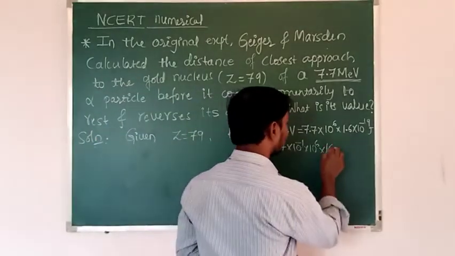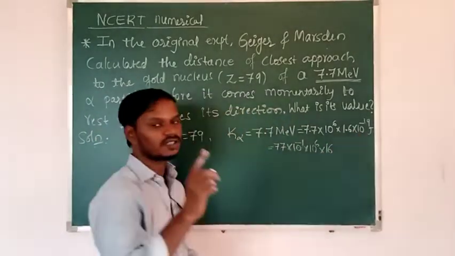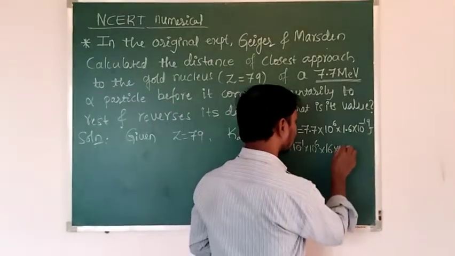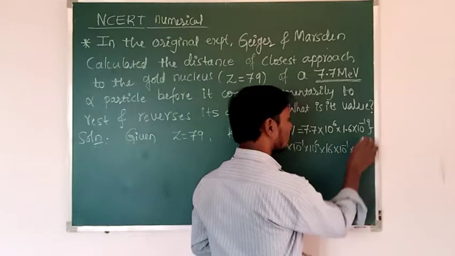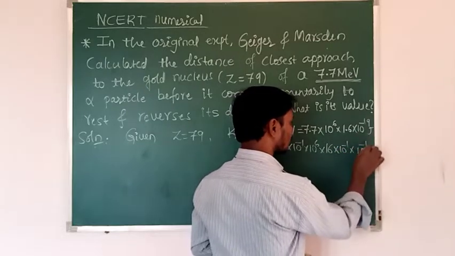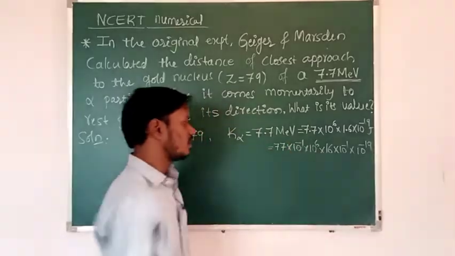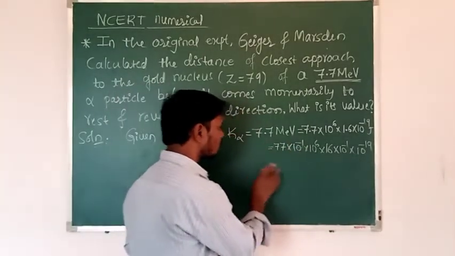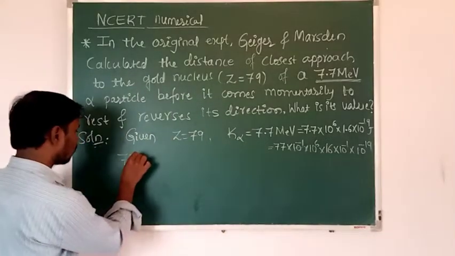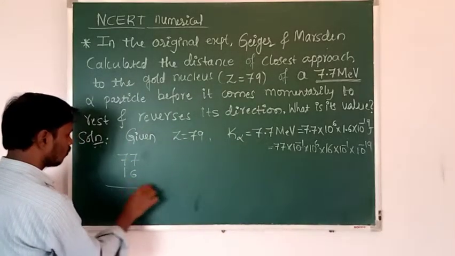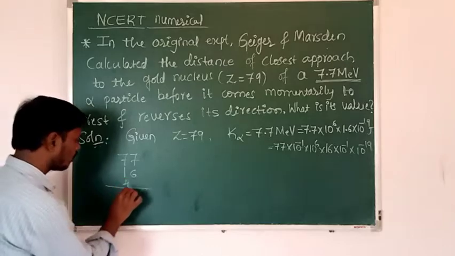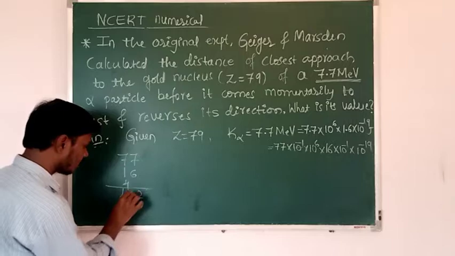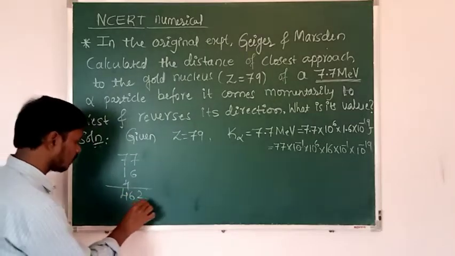Then 16 into, again I will displace the decimal point after how many digits? One digit. Then in which direction? Right direction. Then 10 to the power of minus 1. Already 10 to the power of minus 19 is there. So by solving this, 77 into 16. Then 6 sevens are 42. Again 6 sevens are 42. 42 plus 4, 46.